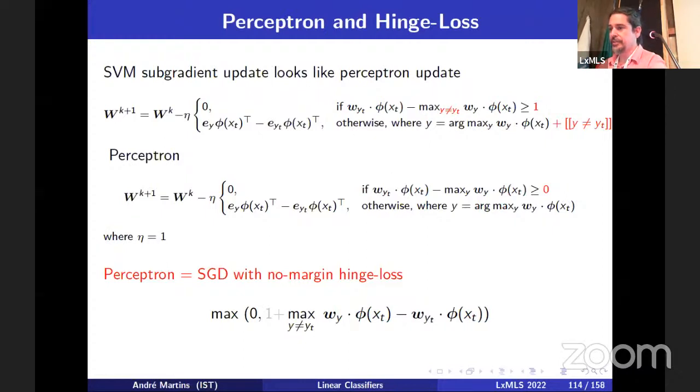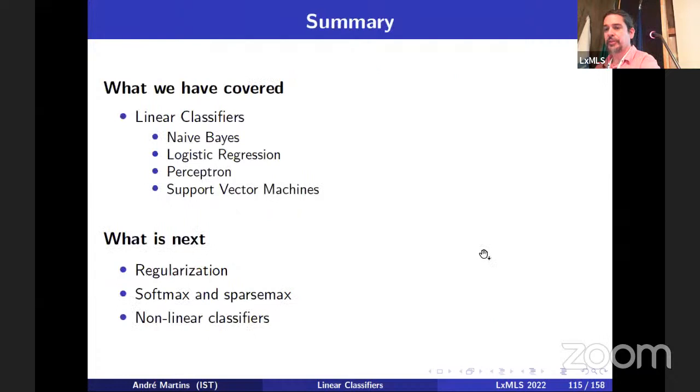What is the other difference? The other thing is that the update is not with respect to the prediction of the model, but with respect to a cost augmented version that also includes a cost function between the wrong class and the correct one. I'm going to skip details about SVMs. You can ask me later if you want more details.